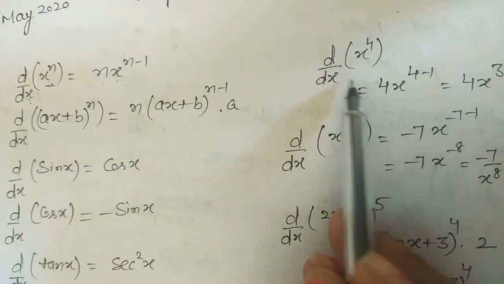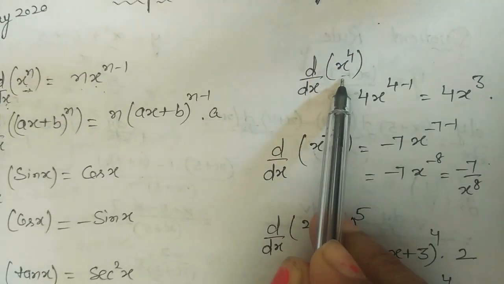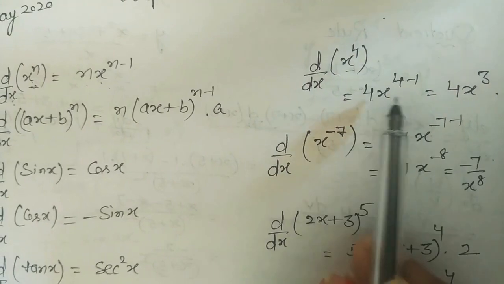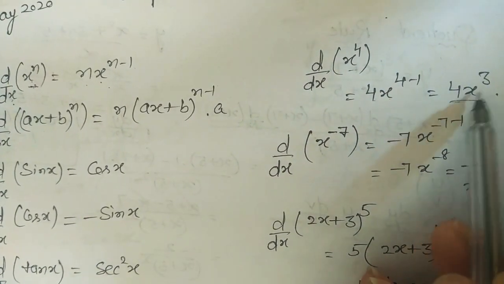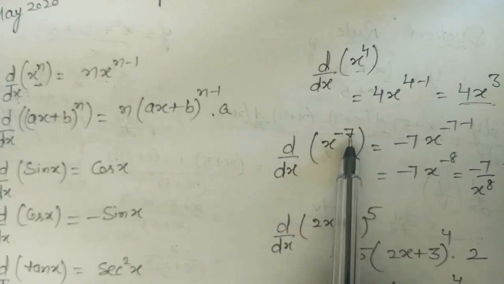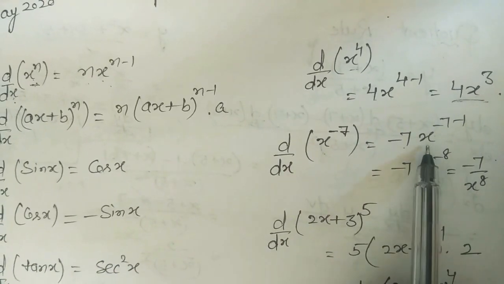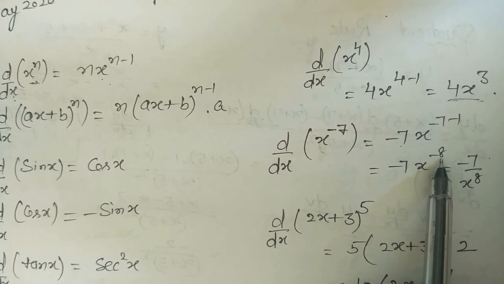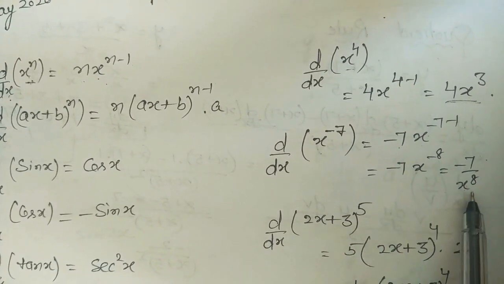Suppose we want to find the derivative of x raised to power 4. What is the derivative of this? n is 4 here, so we will take 4 x raised to power 4 minus 1. So the answer will be 4x cube. In a similar way, one more question: x raised to power minus 7. What is the derivative of this? Minus 7 x raised to power minus 7 minus 1, that will be minus 8. So it is minus 7 upon x raised to power 8.